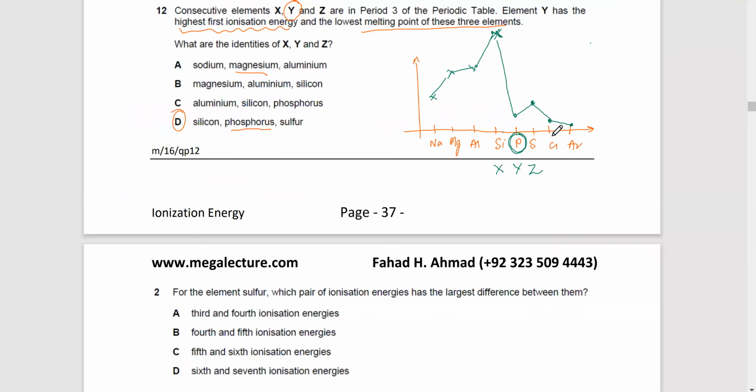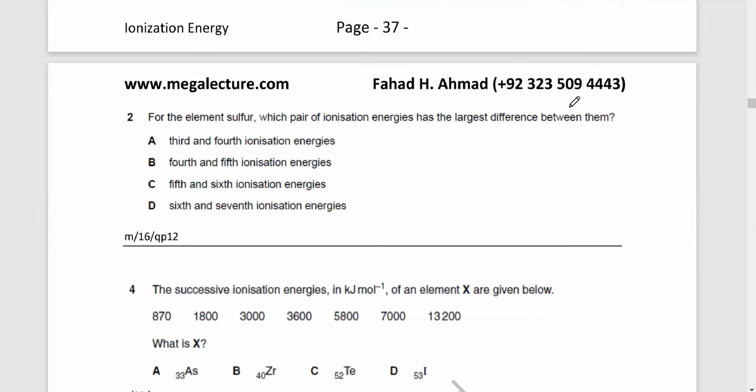Okay, so this part we haven't done yet. It's in organic chemistry.